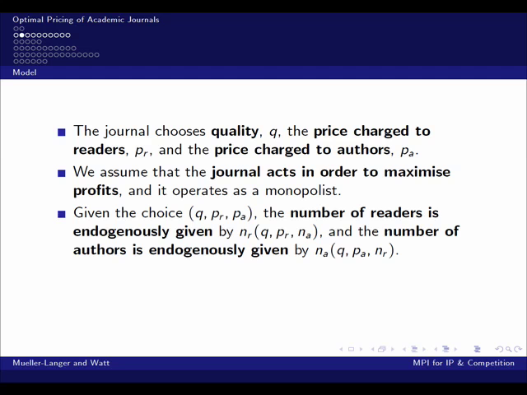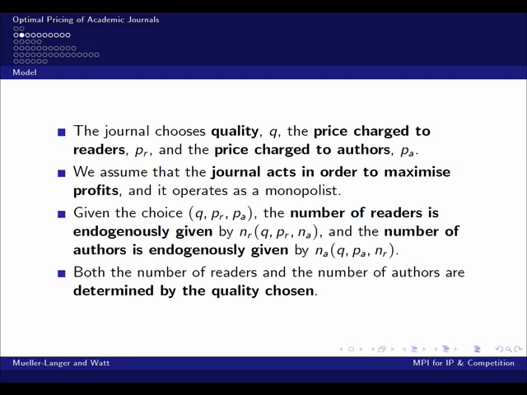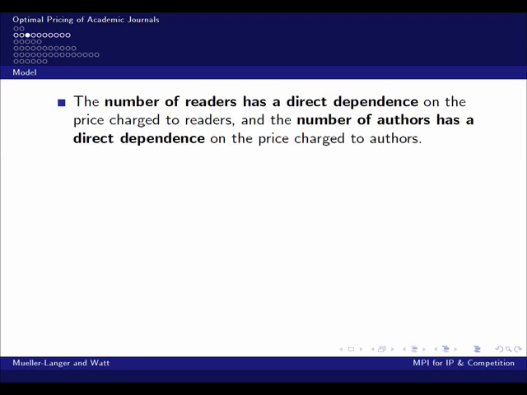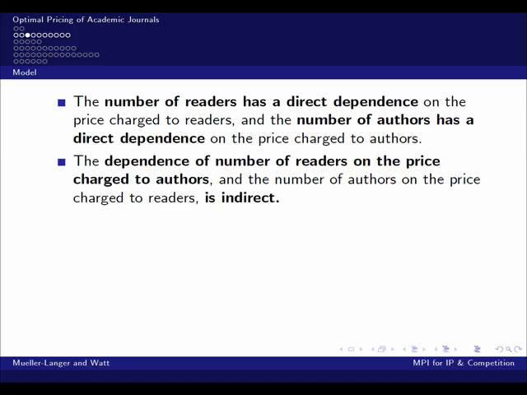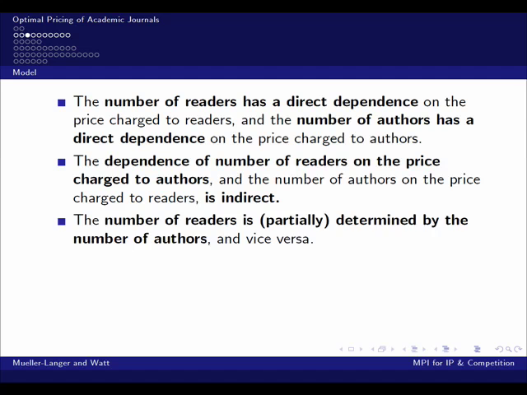So given that choice, the quality, the reader price and the author price, the number of readers is endogenously given, and the number of authors is endogenously given as a function of Q, the author price, and the number of readers. Now, both are determined by the quality chosen. It's important to note that the number of readers depends directly on the price charged to readers, and the number of authors also depends directly on the price charged to authors. On the other hand, the dependence of the number of readers on the price charged to authors is indirect, and we will see that in a graph in a couple of minutes. And also the number of readers is partially determined by the number of authors and vice versa.